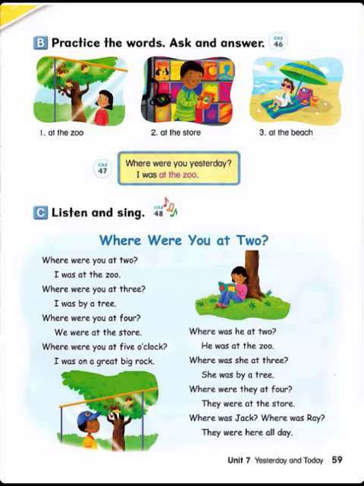Where was he at 2? He was at the zoo. Where was she at 3? She was in a tree. Where were they at 4? They were at the store. Where was Jack? Where was Ray? They were here all day.